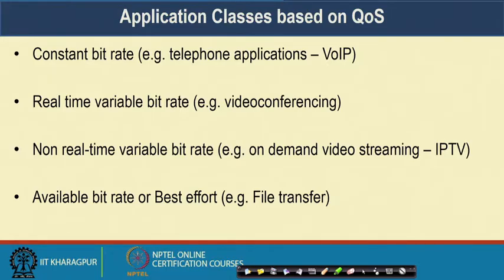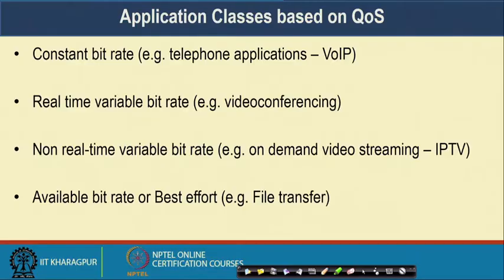We can have constant bitrate application. Constant bitrate application, in short form we call it a CBR application. In case of a CBR application, you expect the data at a constant bitrate. The receiver expects that the data will be coming at a constant bitrate, and then the receiver will process that data and will be able to render it further. An example of a constant bitrate QoS requirement is a telephone application or voice over IP application.